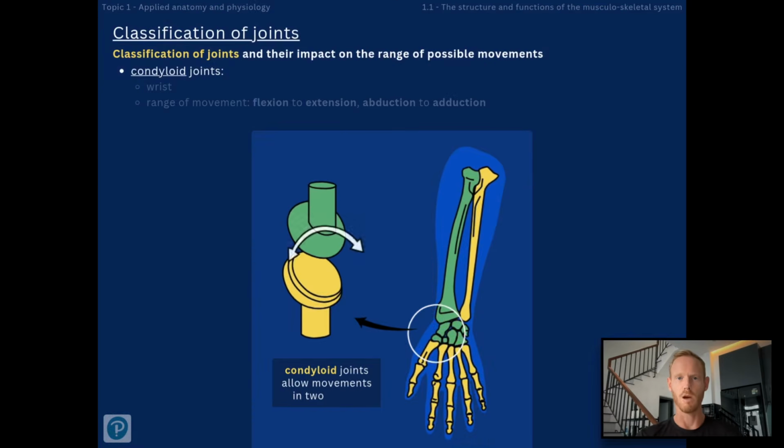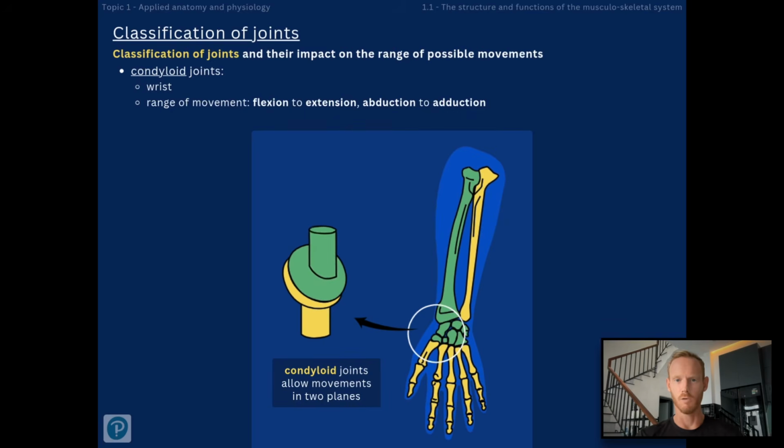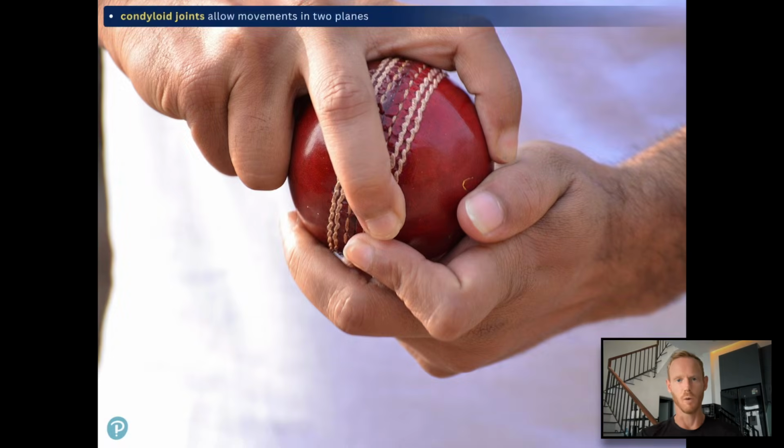Condyloid joints allow movement in two directions or planes. An oval-shaped bone fits into a shallow elliptical socket, allowing for bending and straightening and side-to-side movements, so flexion, extension, abduction and adduction. For example, the condyloid joint in the wrist bends forward and sideways when spin bowling in cricket.